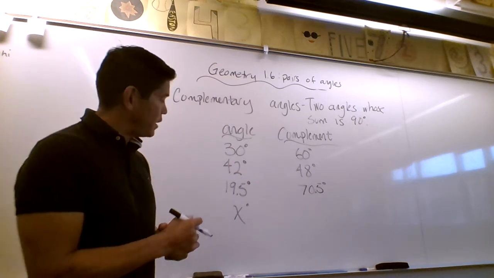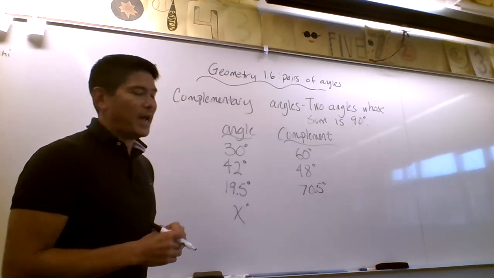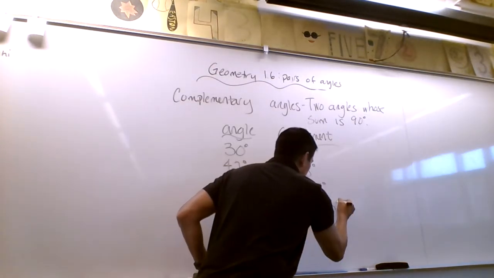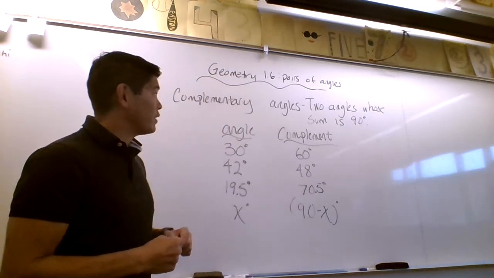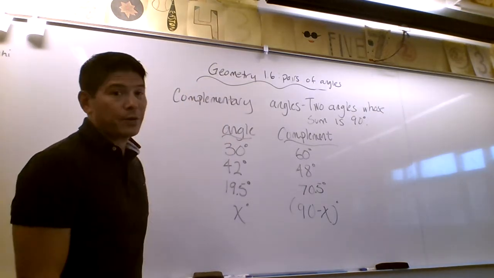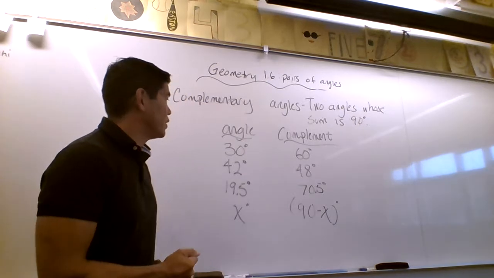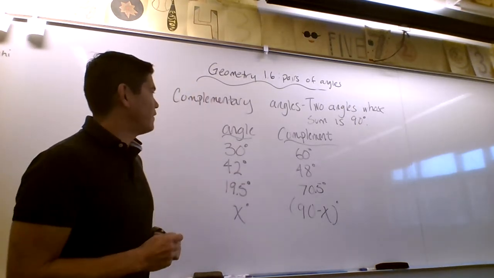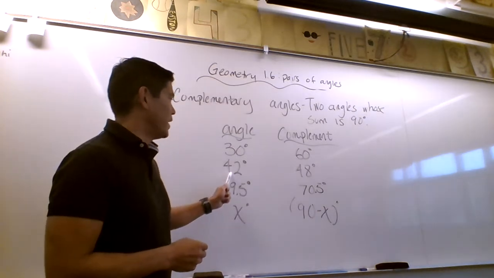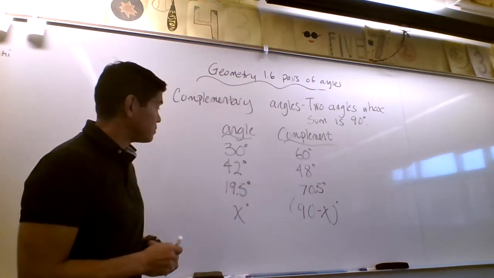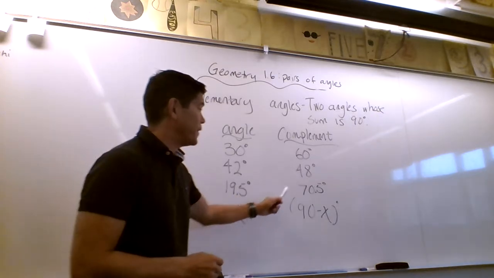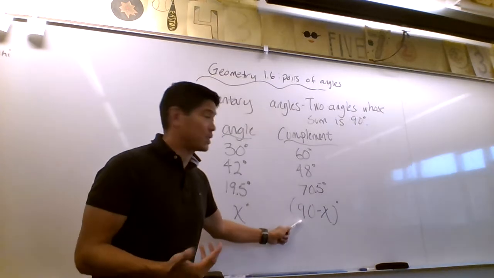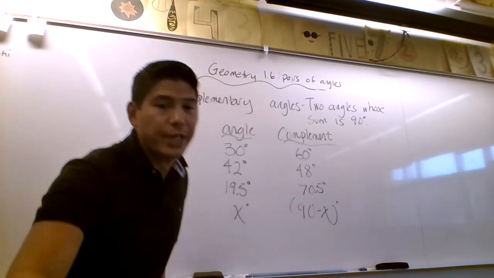Okay, if you've paused the video, you figured out the complement of x degrees is actually 90 minus x degrees. Because for all the other angles, for example, 30 degrees, to get the complement, you would take 90 minus 30, 60. The complement of 42 degrees comes from 90 minus 42 is 48. 90 minus 19.5 is 70.5. So 90 minus x, that's the complement of x degrees.